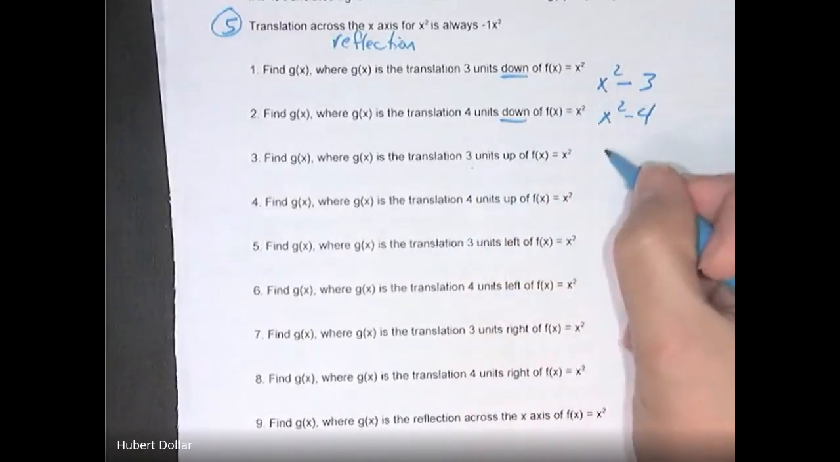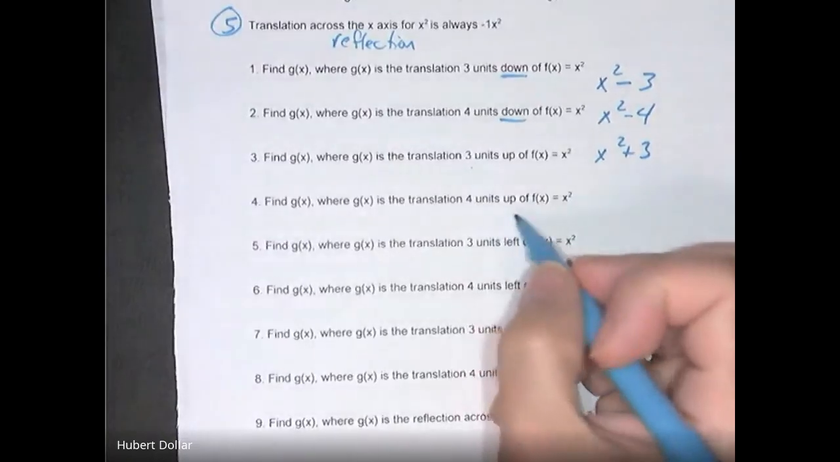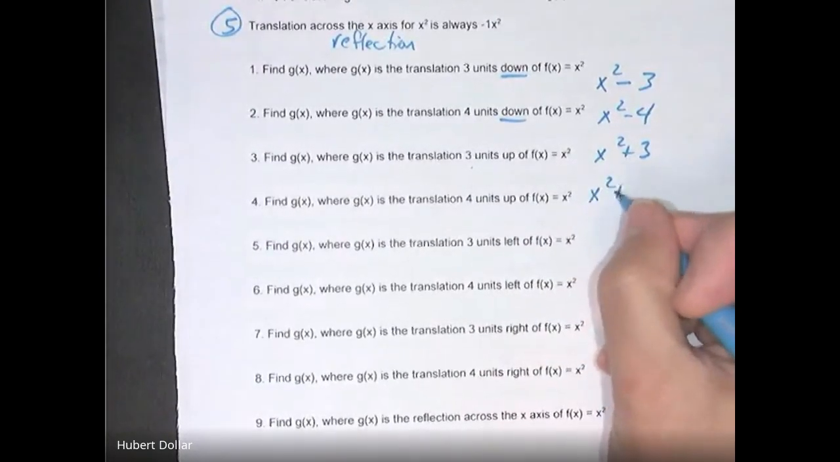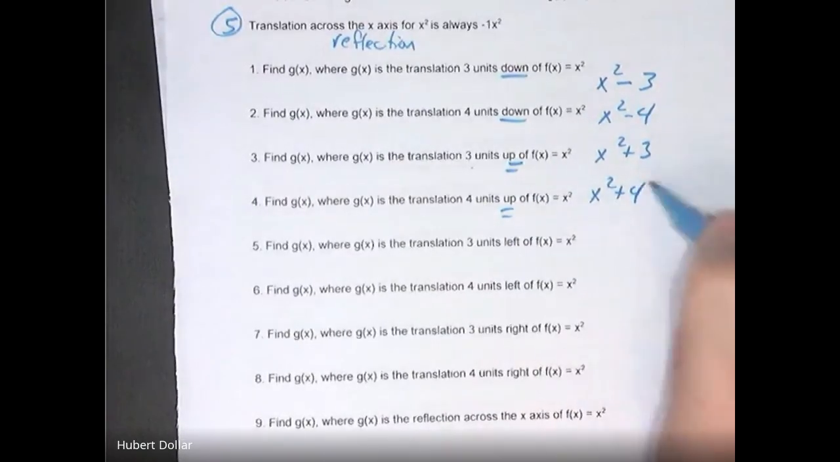So we're going up 3 units, that's going to be x squared plus 3. 4 units up, that is x squared plus 4. Because when you go up, you simply add the number behind the x squared.